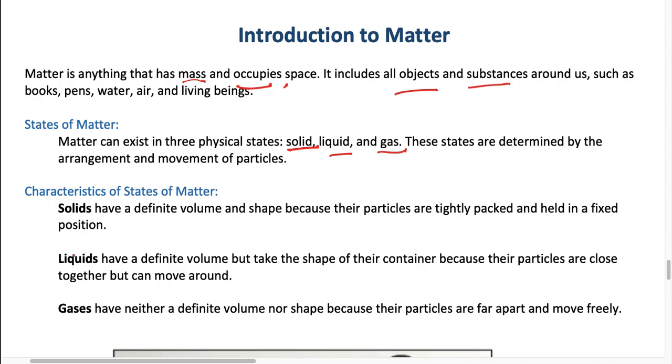Let's see the liquid. Liquids have a definite volume but take the shape of their container because their particles are close together but can move around. So in a solid the particles are tightly packed and cannot move easily, but in a liquid the particles are also close but they can move around. That's why a liquid can take the shape of its container.